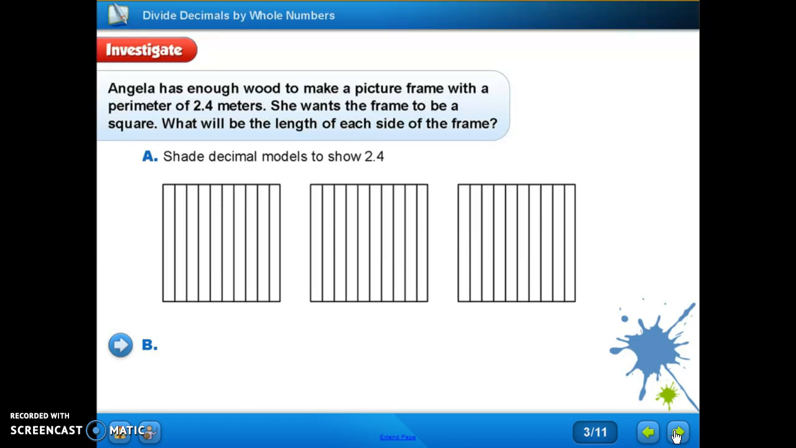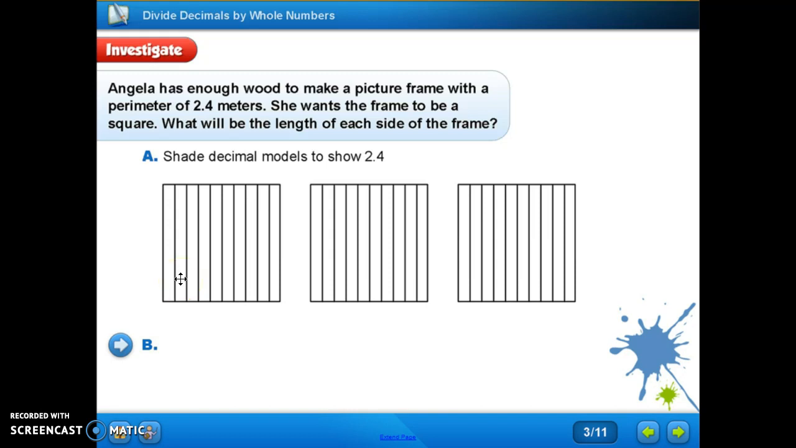Now, what does perimeter mean? The area around it. The length of each of the sides added together. So if you were going around this square, you would have to add this side, this side, this side, and this side, and that would be the perimeter. You're supposed to shade the decimal models to show 2 4/10.